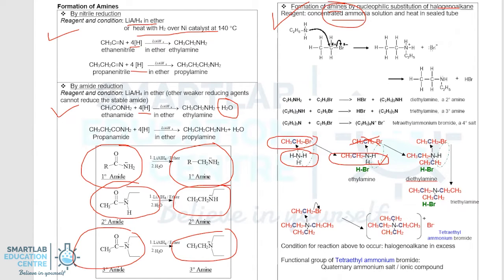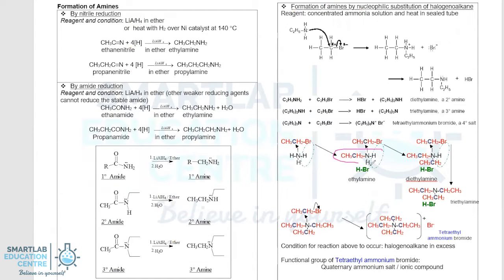Alternatively, you could also start the reaction by using an amine to react with your halogenoalkane. And that will allow you to produce, in this case, a 2 degree amine. And again, since halogenoalkane is limited, the reaction will not cascade. Alternatively, you could also use a 2nd degree amine to react with halogenoalkane to produce a 3rd degree amine. Or you could use your 3rd degree amine to react with halogenoalkane to give a quaternary ammonium salt.